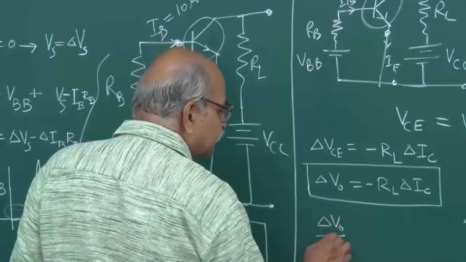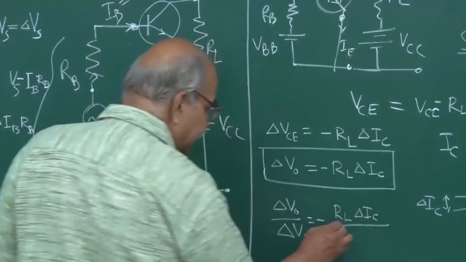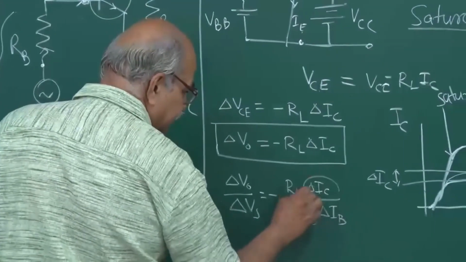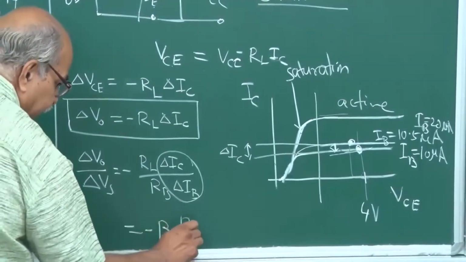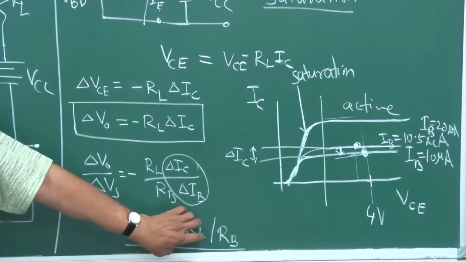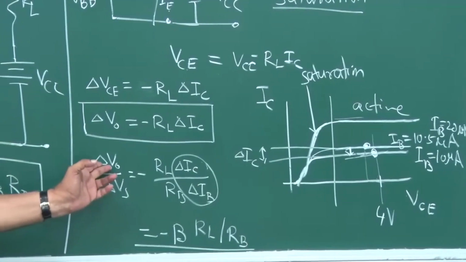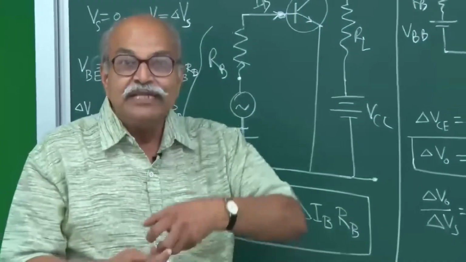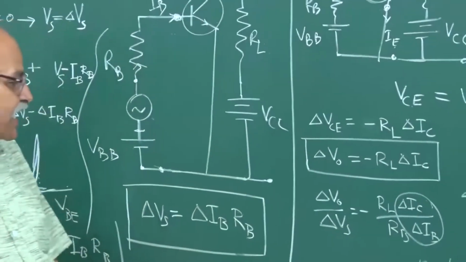And the variation is linear. What is that? Delta VO divided by delta Vs is minus RL delta IC divided by RB delta IB, and in the active region this is beta. So, this is minus beta times RL by RB, and this is constant. So, whatever is delta Vs, a proportionate change will come in this output voltage. The shape of the waveform will remain the same, only the amplitudes will be increased, right. So, that is how the amplification has taken place.